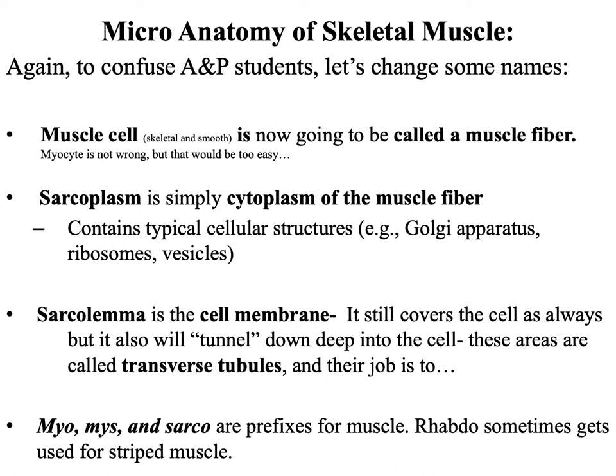Sometimes I've got some little prefixes here. When you see myo, when you see mys, and when you see sarco, those are all referring to muscle. Rhabdo is going to get used for striped muscle. If you worked at a hospital or physical therapy, you might have known somebody, I hope not, that has suffered from rhabdomyolysis, and that's when the muscle starts to die. Very painful. That's a nightmare case right there. Rhabdomyolysis, lysis, to come apart.